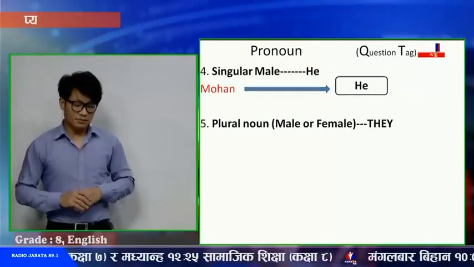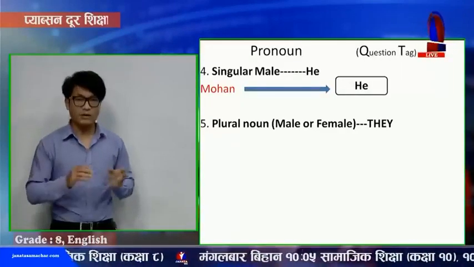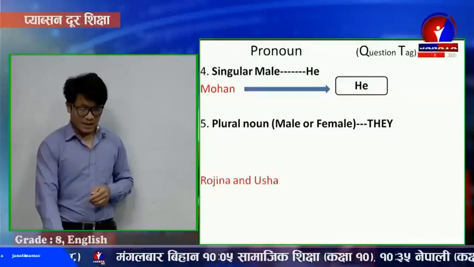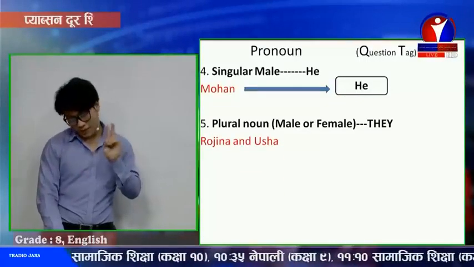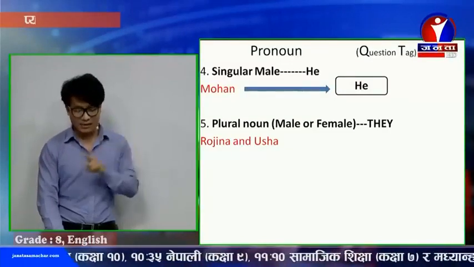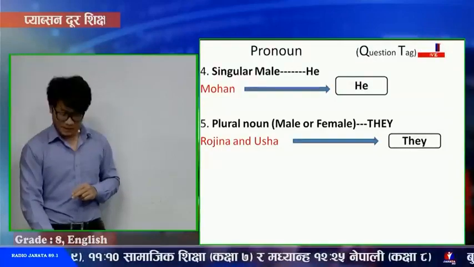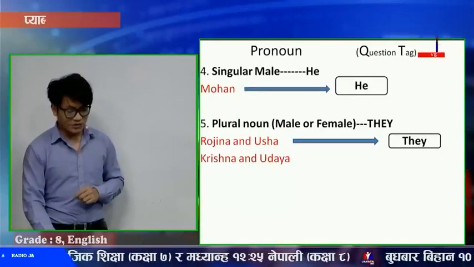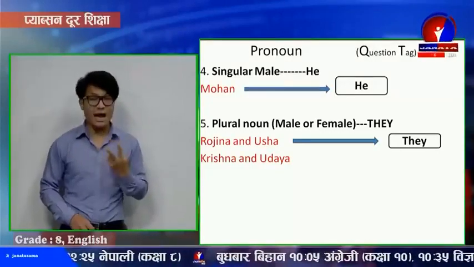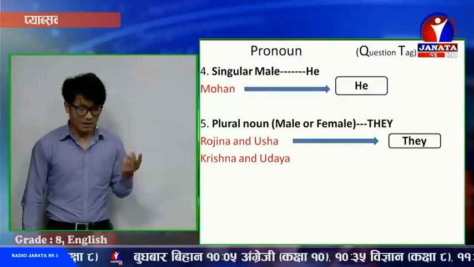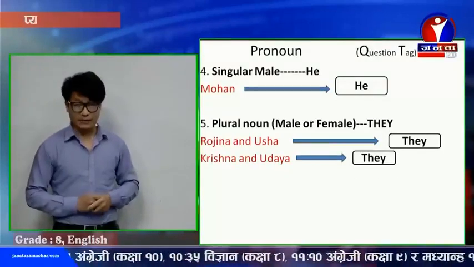Plural noun, female or male. For a plural noun, male or female, we write the pronoun they. Like Rosina and Usa, here are two names, Rosina and Usa. That's why we use the pronoun they. And the next example is Krishna and Uday. Here we can see two nouns, one is Krishna and another is Uday. That's why we use the pronoun they.